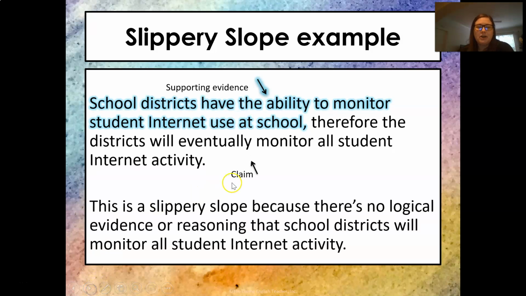This is a slippery slope argument because we don't necessarily know that it's true. There's no evidence to suggest that because schools can monitor your use at school, at some point they're going to be able to see everything that you do, whether you're at school or not. So that's what's called the slippery slope.